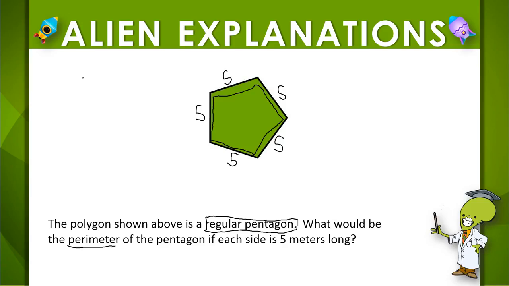So we need to add those 5 side lengths together, 5 plus 5 plus 5 plus 5 plus 5, or I can see that this is repeated addition. So I can see I'm adding 5 times, so I can also do multiplication to figure it out. Whichever one you're more comfortable with, and you should come up with the correct perimeter.